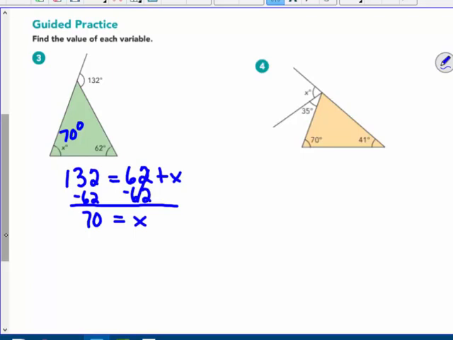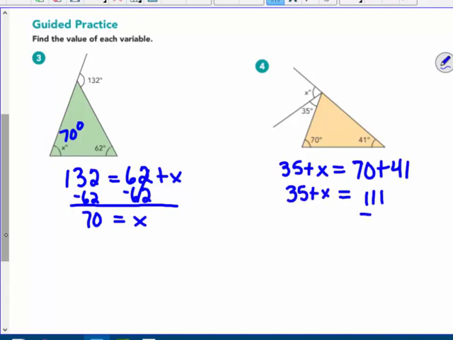I have an exterior angle, part of it, 35, but I have the two remote interiors. So again, this 35 plus some x has to equal the sum of the two remote interiors. Whoop, don't put degrees in that equation. 70 plus 41. So we get 111, and if I subtract 35 from both sides, I'm going to get that x equals 76 degrees.